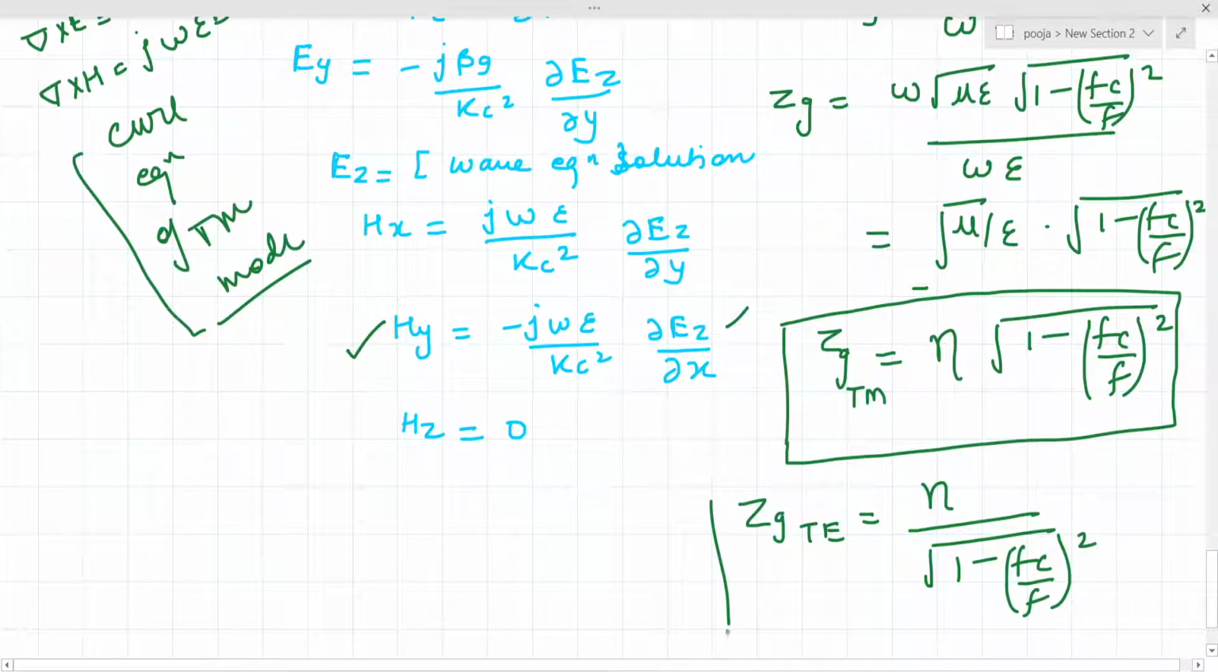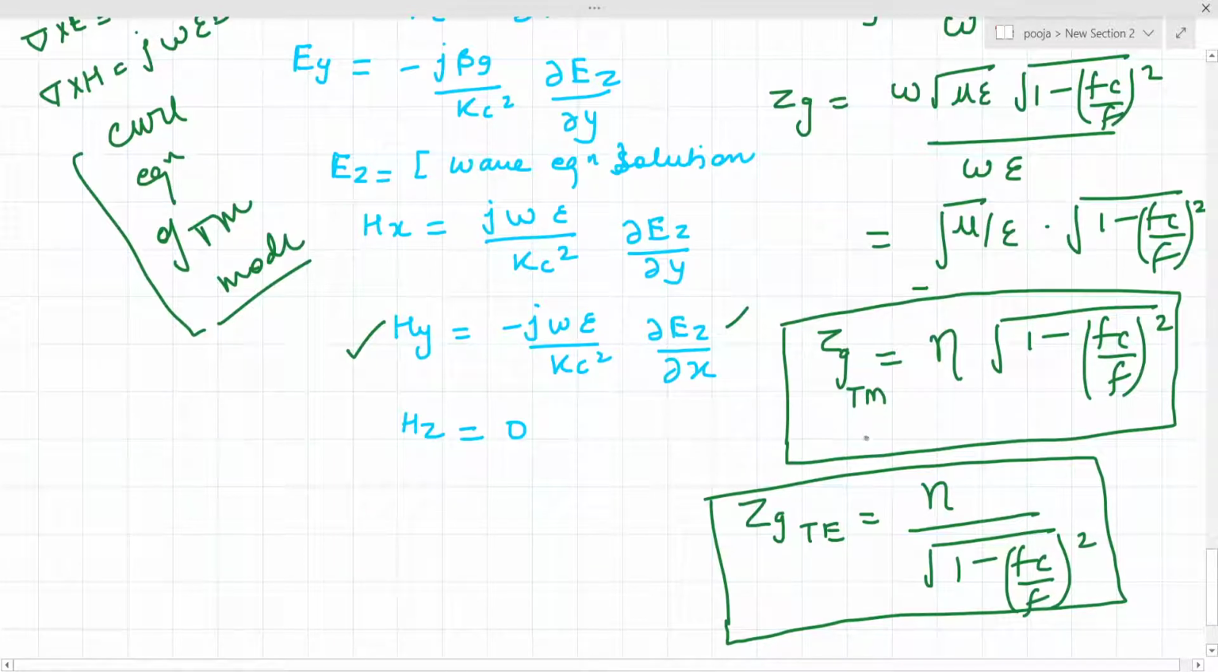Only these equations are different for TE and TM mode. The remaining equations are the same in both TE and TM mode. So Zg TM is eta into root of 1 minus fc by f whole squared, and Zg TE is equal to eta divided by root of 1 minus fc by f whole squared. Eta is the intrinsic impedance, the value of which is 377 ohms.